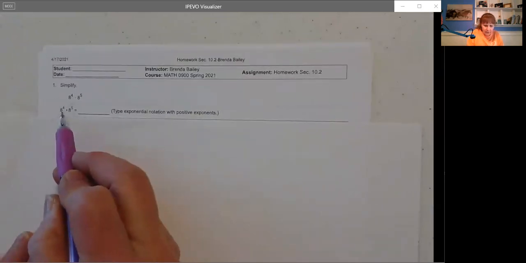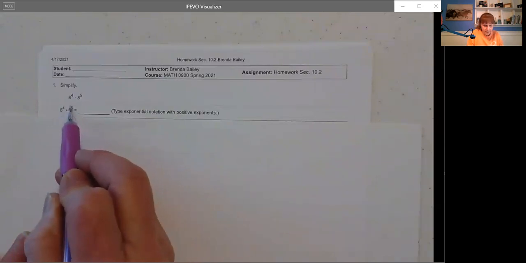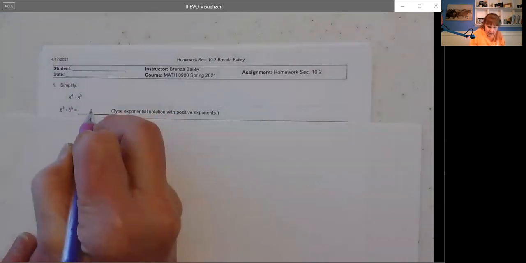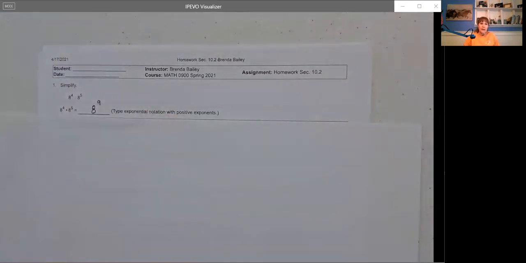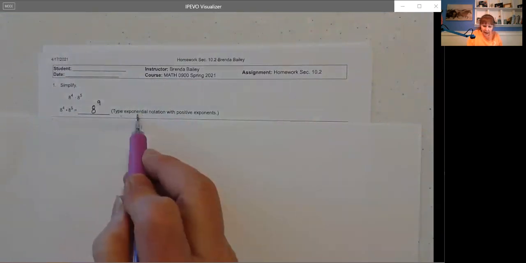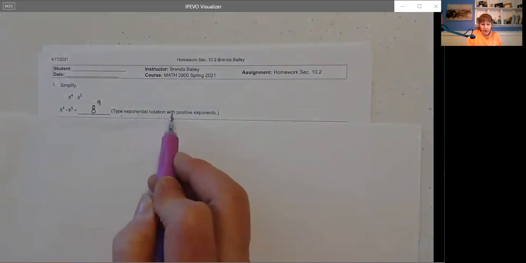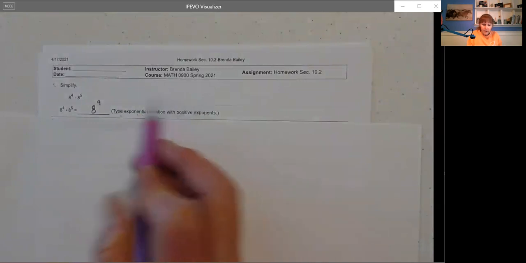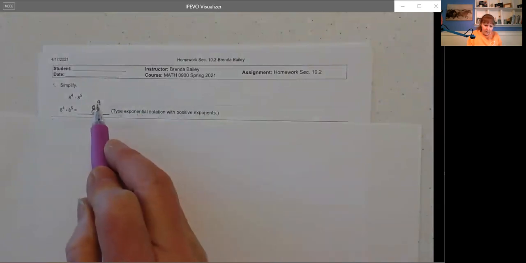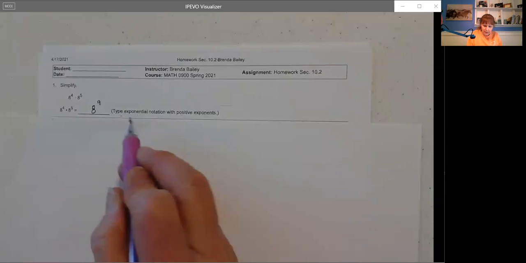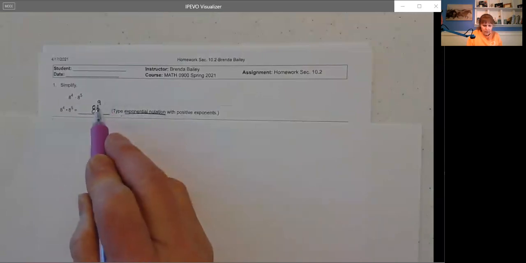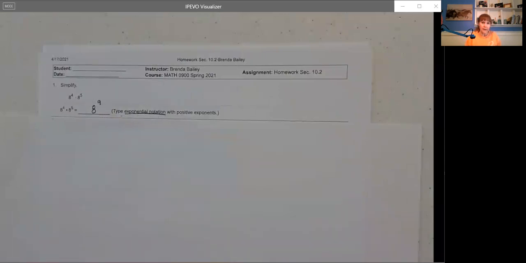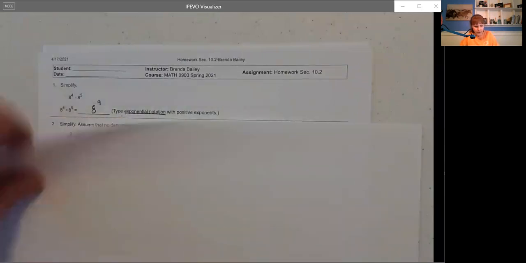Again, when you have a common base and you're multiplying, you add exponents. 4 plus 5 is 9. So your answer is a to the 9th. Type exponential notation with positive exponents. So we have a to the 9th as your answer because we want it written with exponential notation, which means they want an exponent in your answer. Let's look at your number 2.